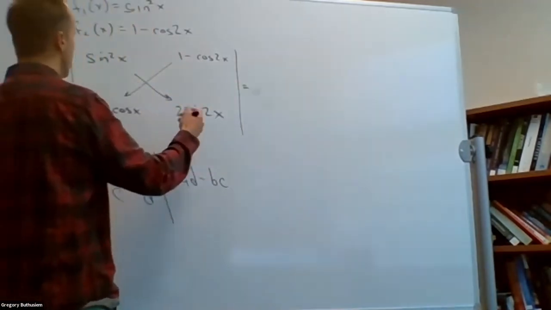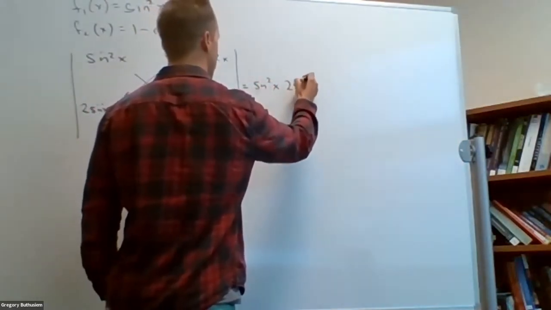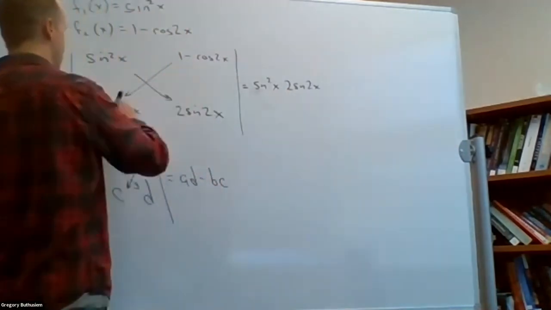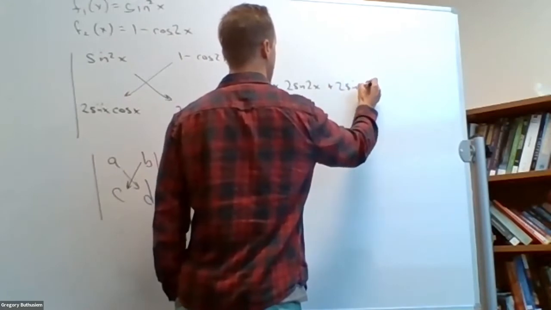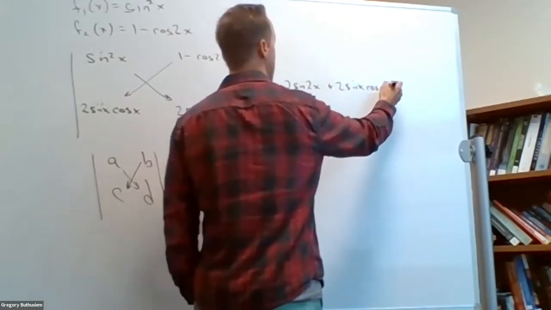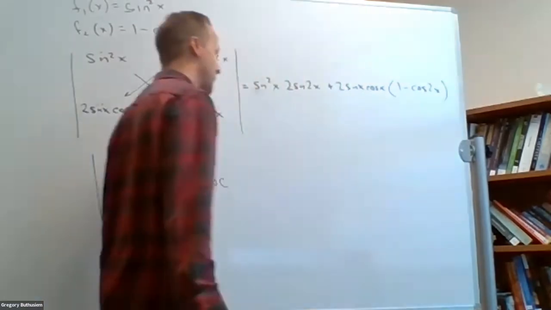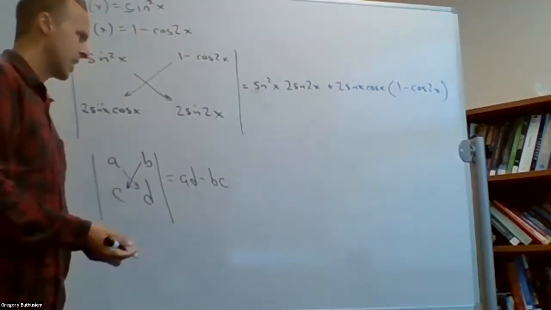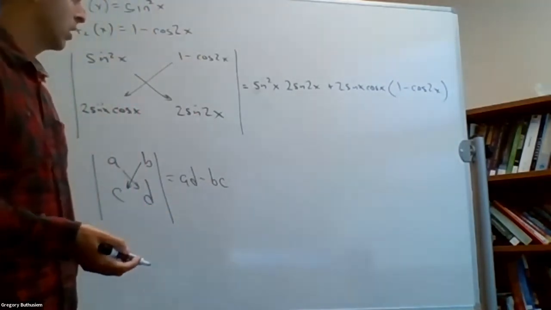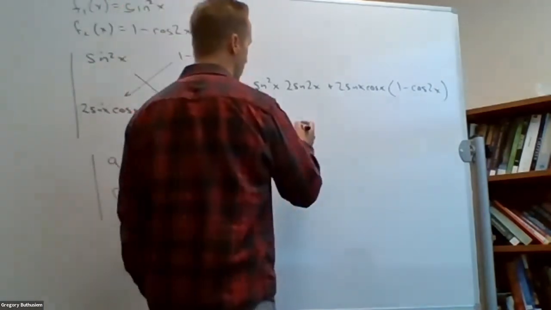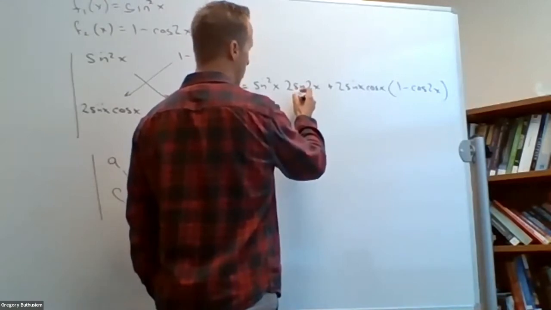So this is going to give me sine squared x times 2 sine 2x. And then this will give me 2 sine x cosine x times 1 minus cosine 2x. It's not clear whether or not this does or doesn't equal 0, so we've got to mess around with it a little bit. One thing we can do, we can do a couple of things.